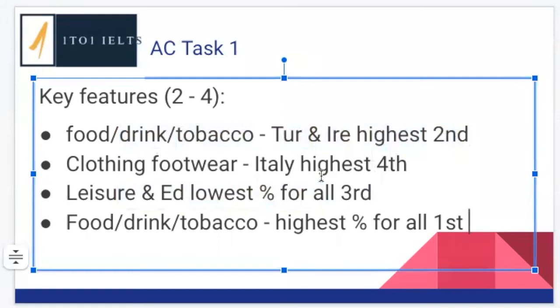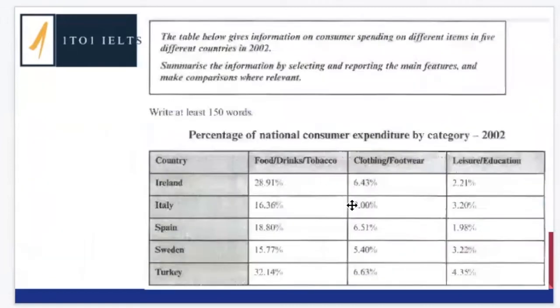When giving key features or writing overviews, do we ever give details? So am I going to say Turkey has 32%? No, exactly. We never want to give details in our overviews. Remember, our overview is talking about general trends and key features, and our details paragraphs is where we put our details in. So never put figures in your overview, because that's going to get you in all sorts of trouble.